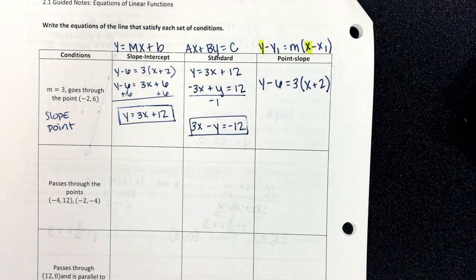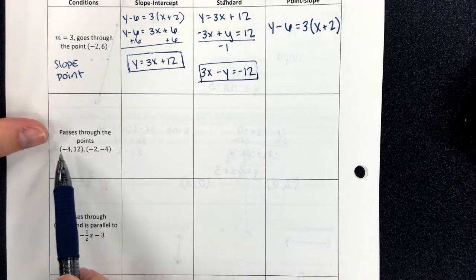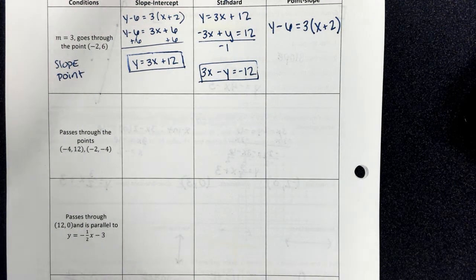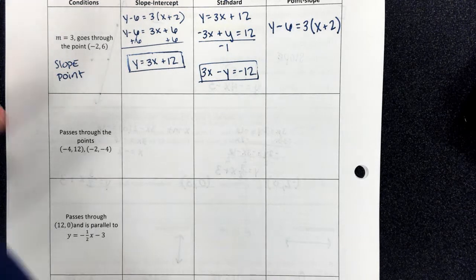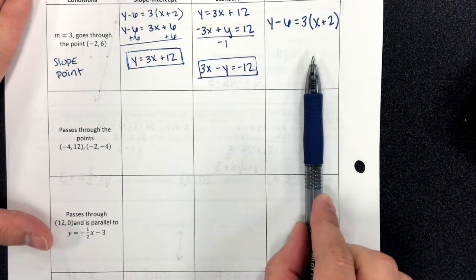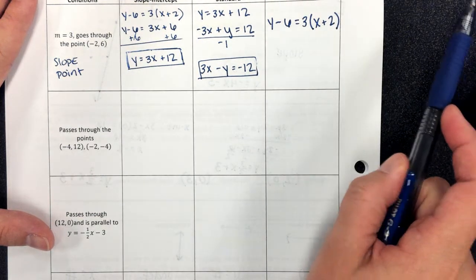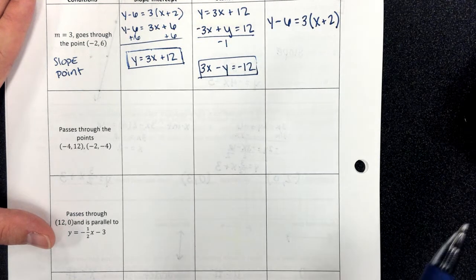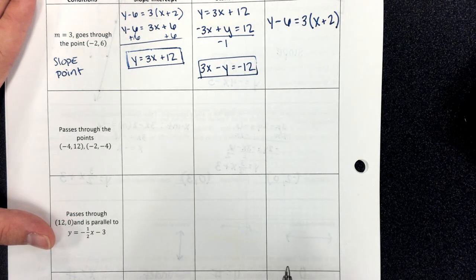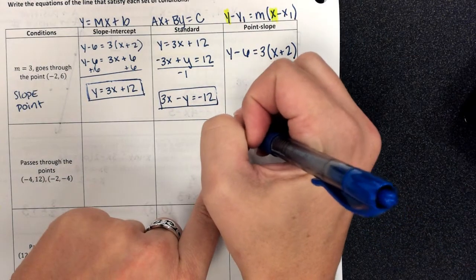Questions on number 1? Okay, let's go to number 2 then. Something passes through the points negative 4, 12, and negative 2, negative 4. Again, I'm telling you, the easiest one to start with is point slope, okay? I need a point and I need a slope. Do I have a point? Yes. Do I have a slope? But I can figure it out, right? Okay. So let's figure out our slope first.